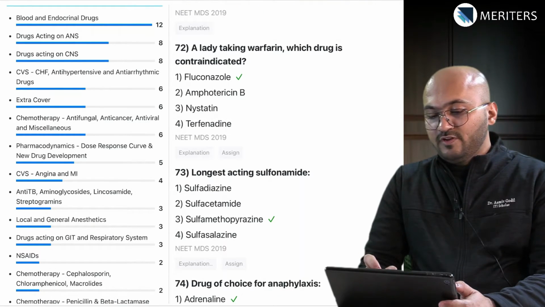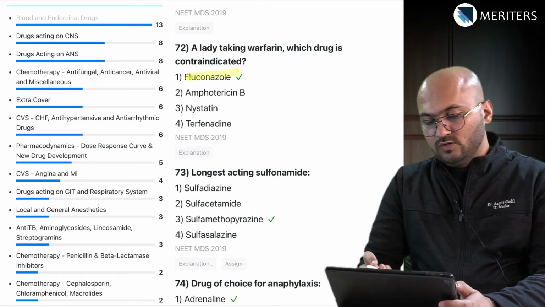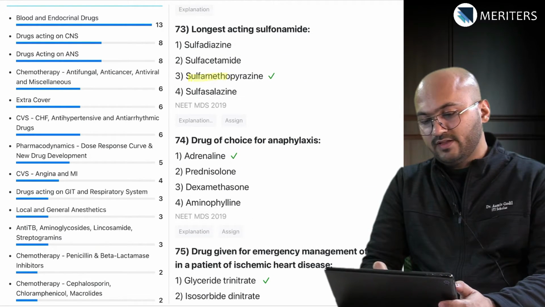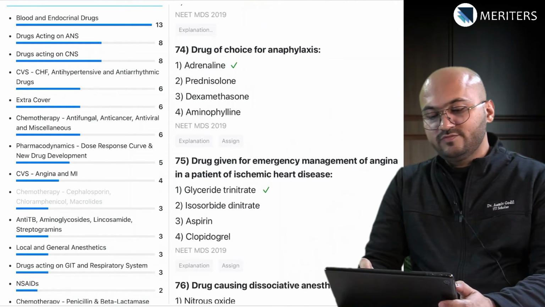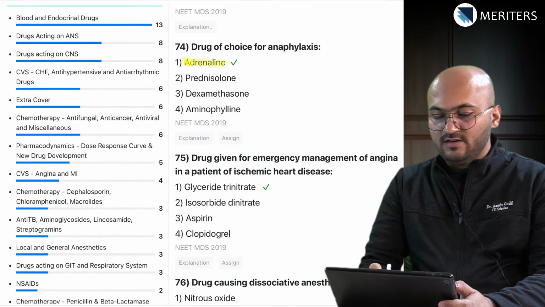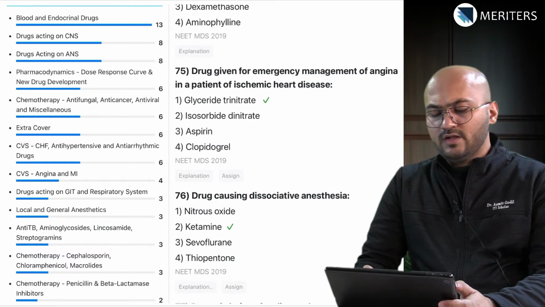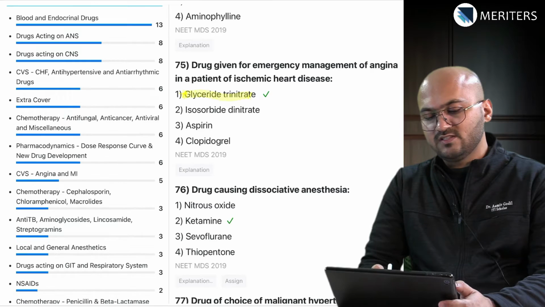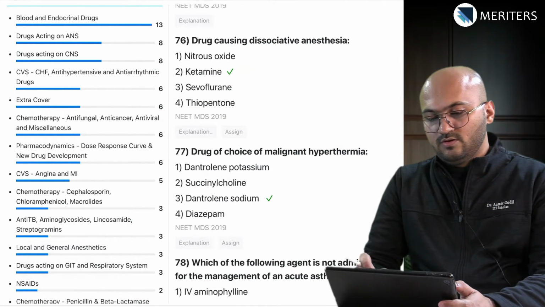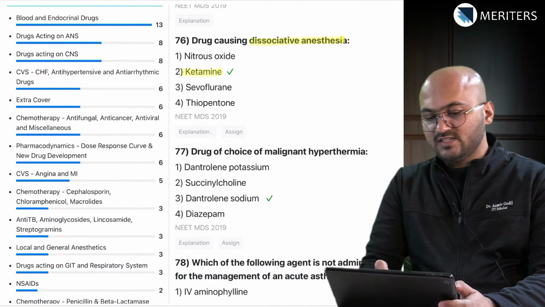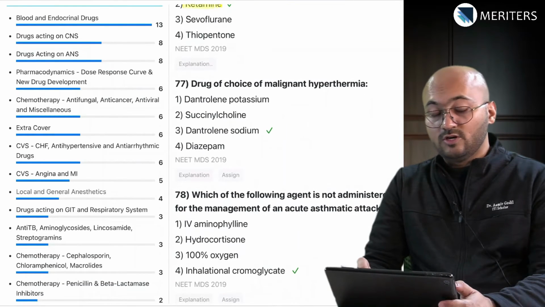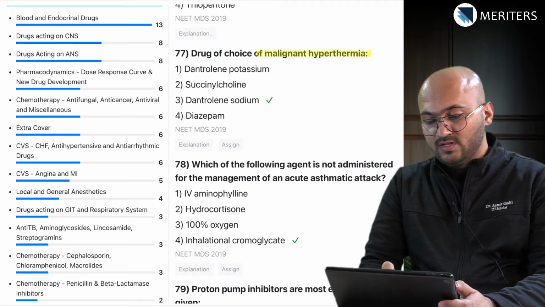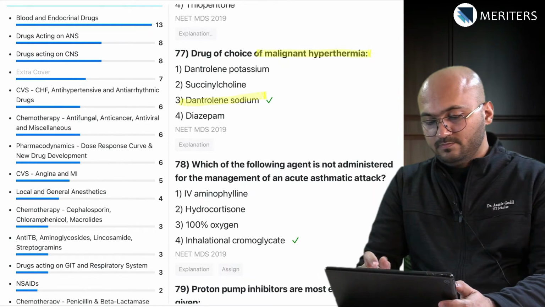A lady taking warfarin, which drug is contraindicated? Fluconazole. Longest acting sulfonamide is sulfamethoxypyrazine. The drug of choice for anaphylaxis is of course adrenaline. Drug given for emergency management of angina in a patient of ischemic heart disease, GTN sublingually. Drug causing dissociative anesthesia is ketamine. Third question on ketamine. Drug of choice for malignant hyperthermia is dantrolene sodium.